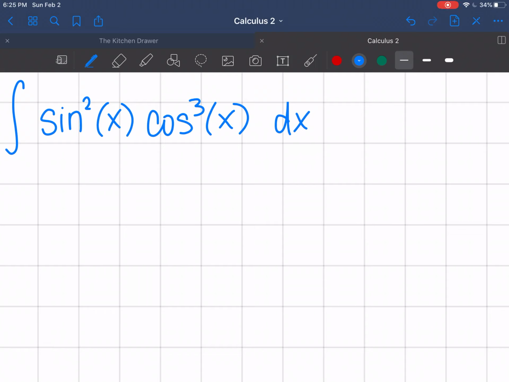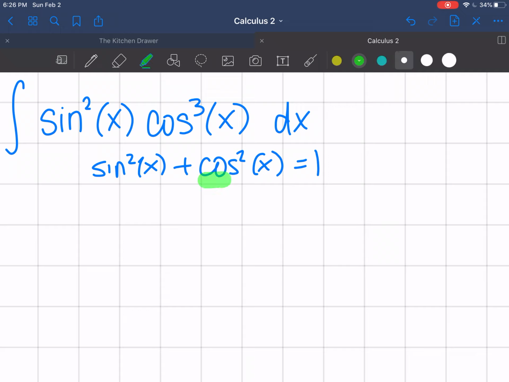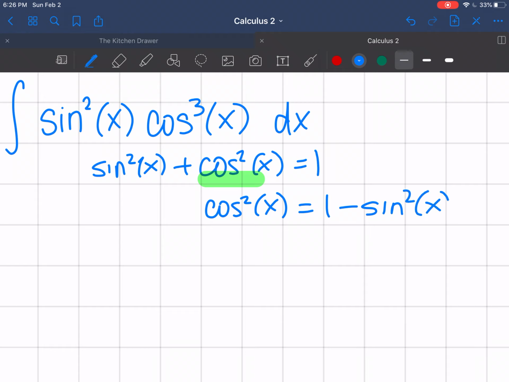To work out the antiderivative here, we're going to use substitution. But we're going to use substitution together with the fact that we know that sine squared of x, so there's that hint, sine squared of x plus cosine squared of x is equal to 1. And so one idea is to solve for cosine squared of x, okay? And when you solve for cosine squared of x, you're going to get cosine squared of x equals 1 minus sine squared of x, right?